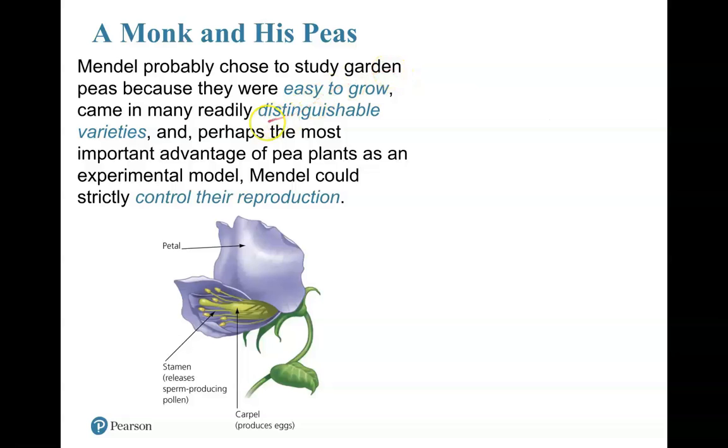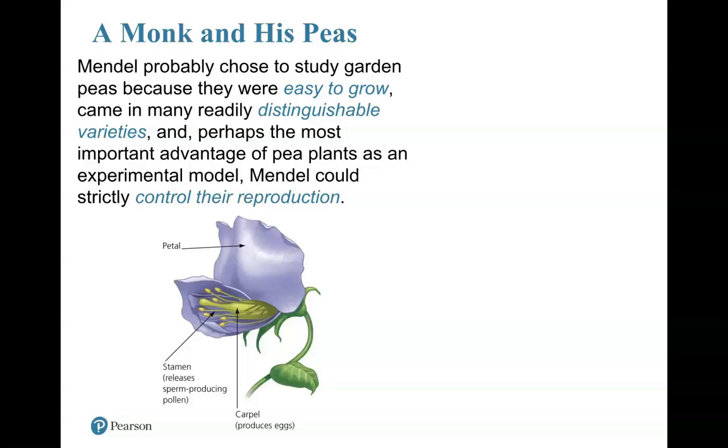Garden peas come in many distinguishable varieties, a lot more than you saw in the previous slide with those different traits that I listed. You can have different petal colors other than purple and white. But because there were many different varieties, many different traits to choose from, he was able to work with that and work with the traits that he desired. So it wasn't so limiting in petal color, for instance, and seed shape.